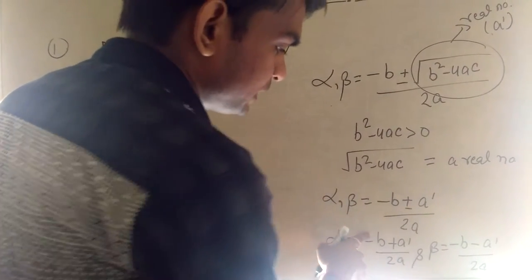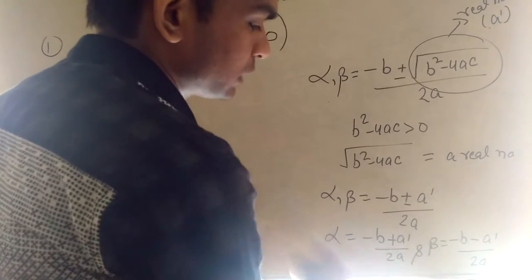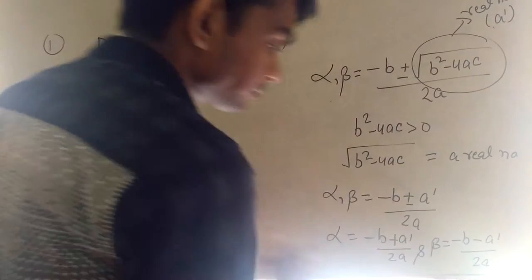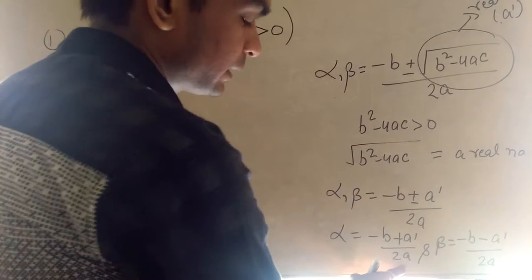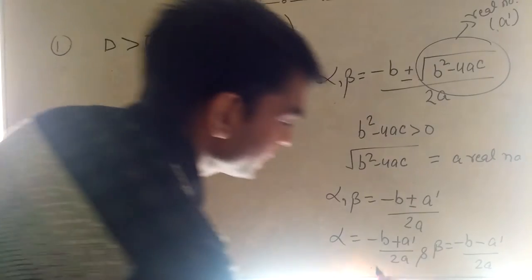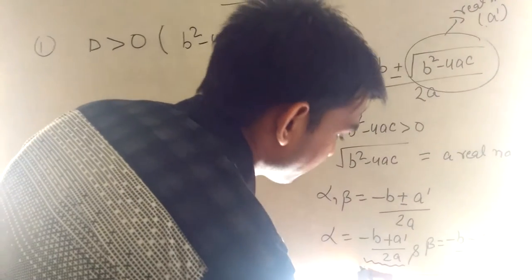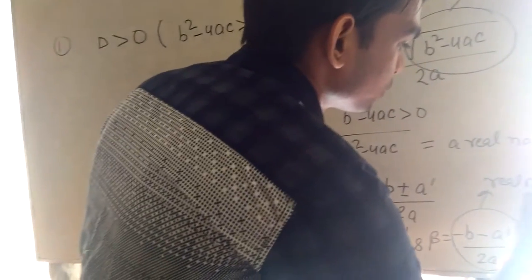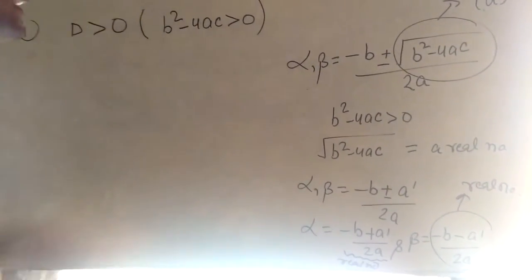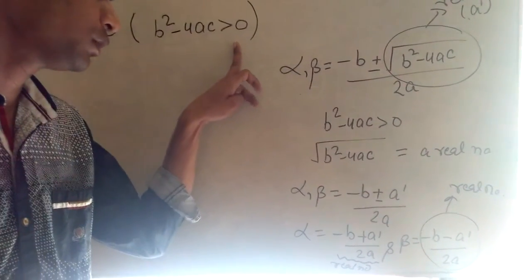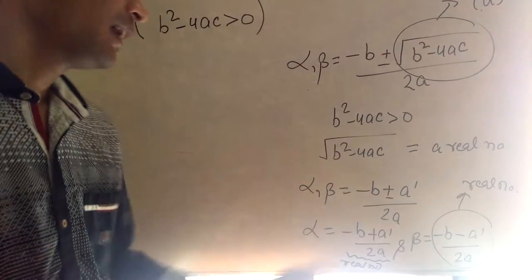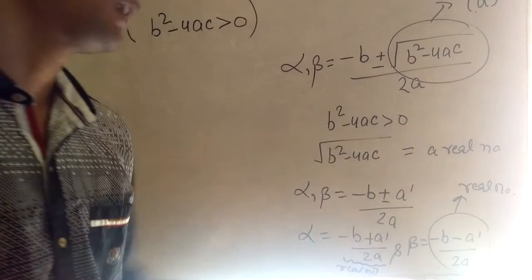Because of that, b is real, a is also real, and a dash is also real. If we add two real numbers, we get a real number, and if we divide by a real number, we also get a real number. So these numbers are real. From here, we can conclude that if b square minus 4ac is greater than 0, then we get different and real values of alpha, beta.